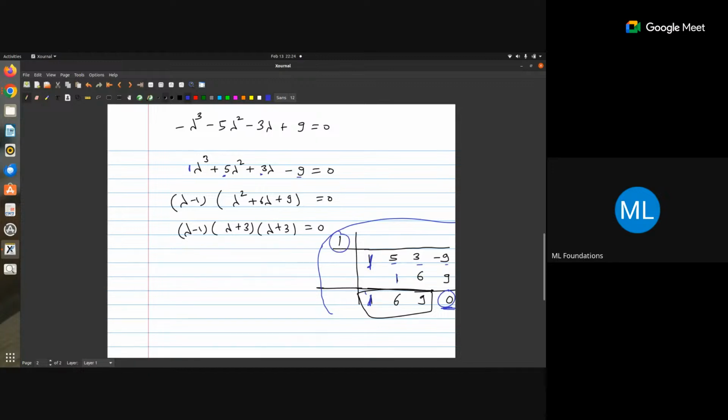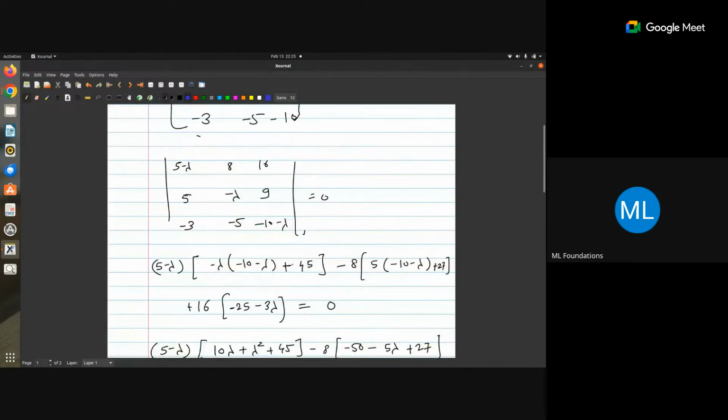1 was the root, so I kept 1 here, and multiplying 1 with 1, I get 1 here. So 5 plus 1 is 6, 6 into 1 is 6, and 3 plus 6 is 9. This is also a very popular method, you can check it later. So the roots are lambda equals to 1, minus 3, and minus 3, right? And now we have taken lambda equals to 1.